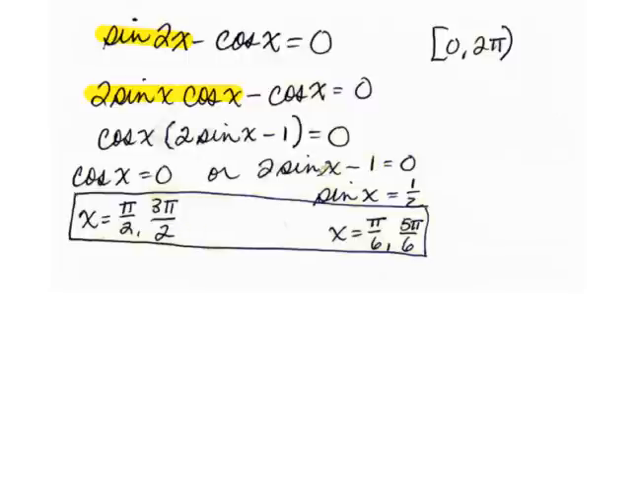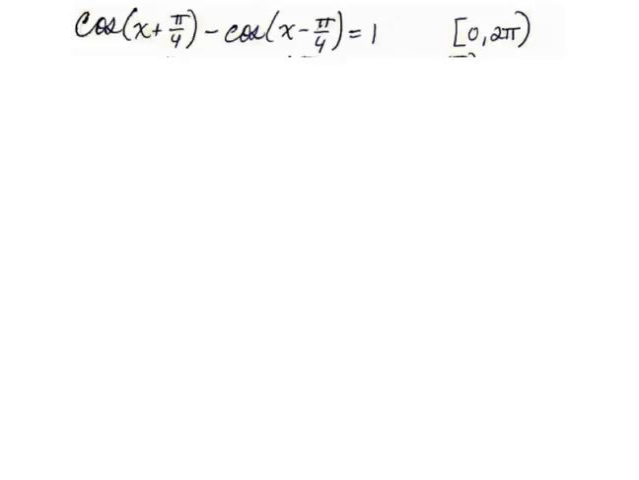And then when I solve for sine of x, I get sine of x equals 1/2. That occurs at the angles pi over 6 and 5 pi over 6. And then, now I have all solutions between 0 and 2 pi. Next, write this down, press pause. When you're ready, press play again.